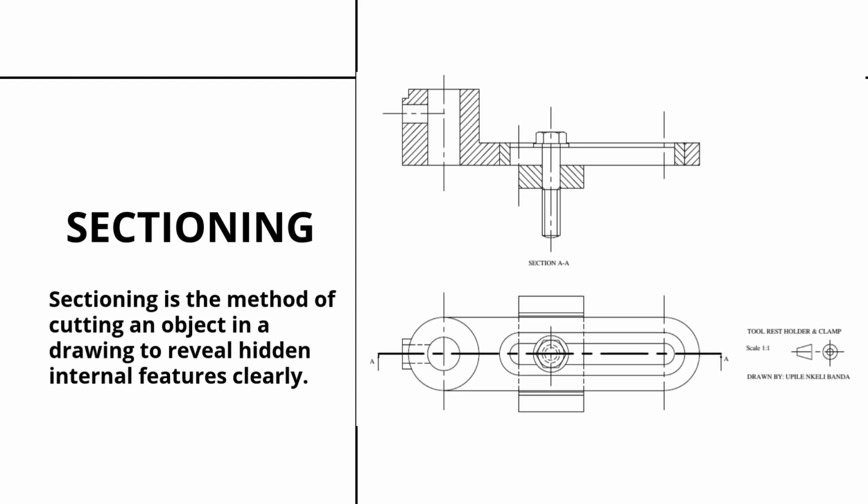Imagine taking a saw and cutting the object directly through its center. We then remove the front portion and look directly at the exposed internal face. This allows us to use solid, continuous lines for internal features, making the drawing instantly clear.